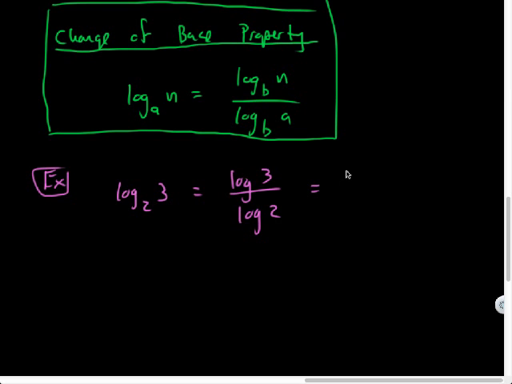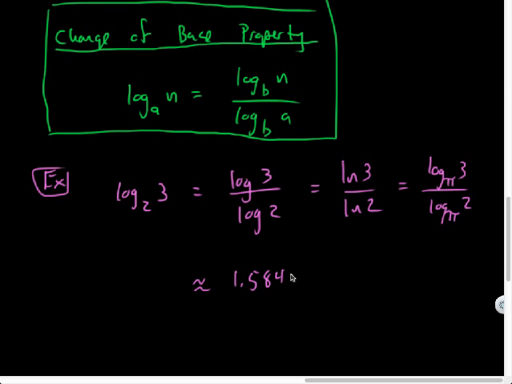It also could equal ln of 3 over ln of 2. We haven't talked about what ln is, but that's the log base e. It also could equal log base pi of 3 over log base pi of 2. All right, any base I want, I could plug in here and get an approximation. So let's plug in log 3 close parentheses divided by log 2 close parentheses, and I get 1.58450.